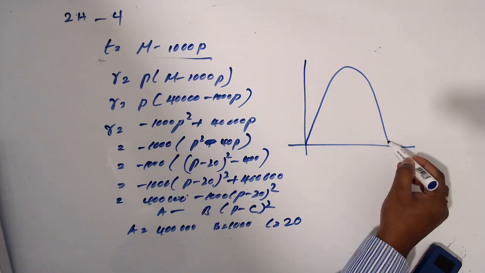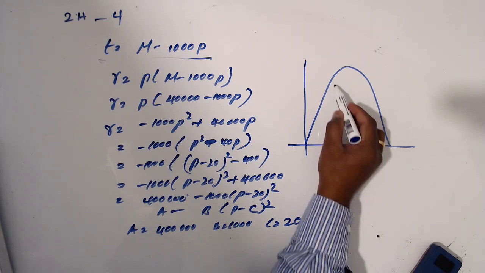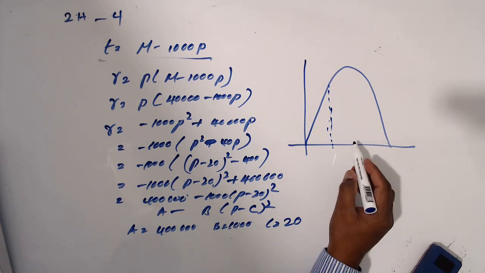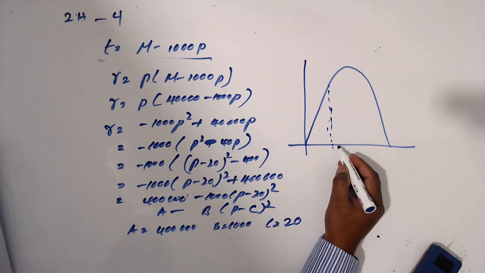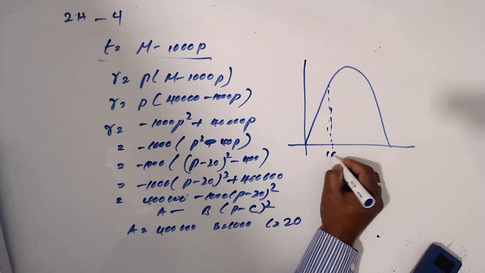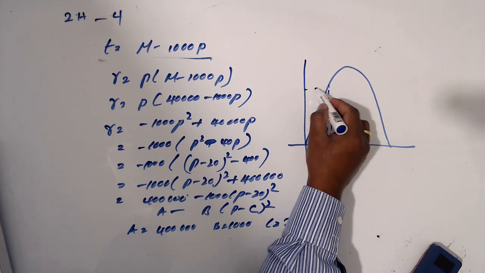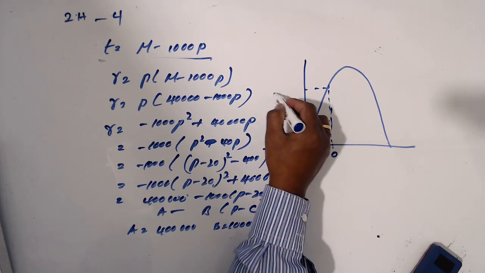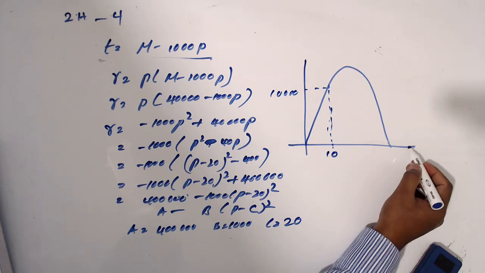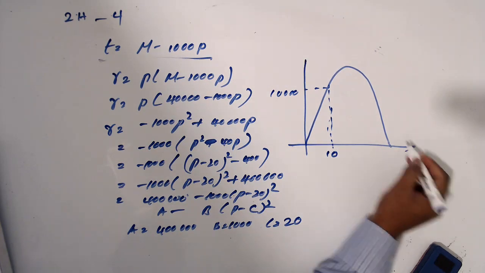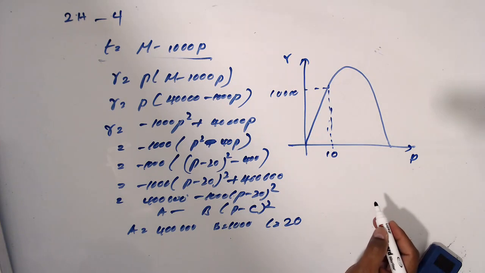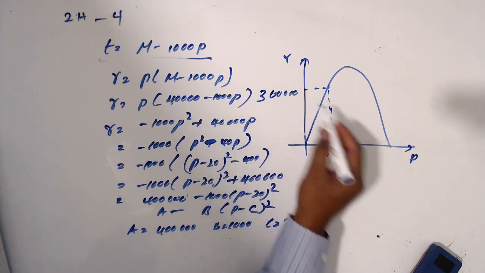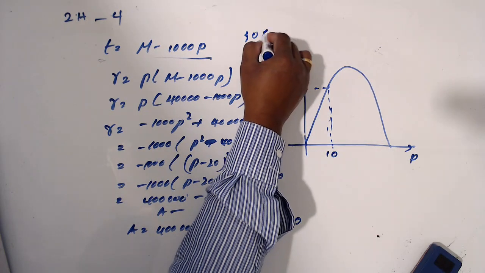Okay, this kind of graph. This is the ticket price, 10, and that is 10,000, and this is revenue. Oh, number 6. So this is 300,000, which is 30 times 10,000.